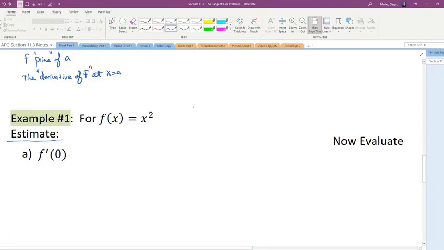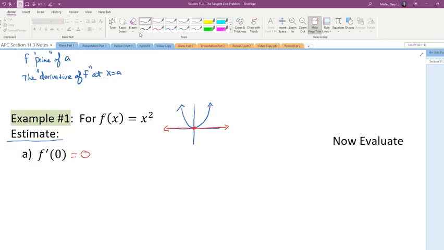And, I know you all have a mental picture of this, but let's just get it on paper here. So here is x squared. And so the tangent line at 0 would appear to be this horizontal line right here. And we know that the slope of a horizontal line is 0, so I estimate that this should equal 0. All right, let's see if we can mathematically now show that that is the case.